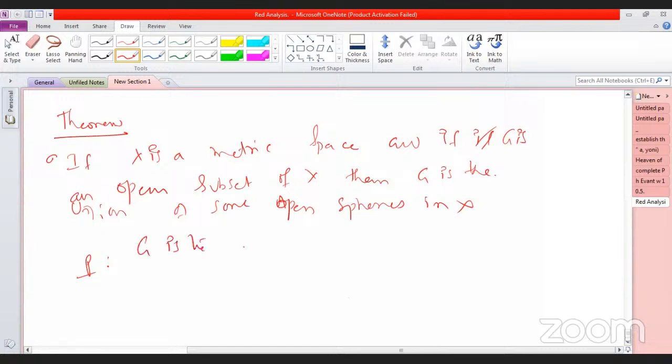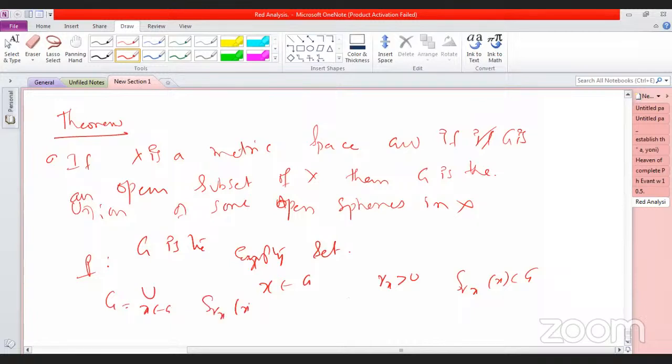Take G as the empty set. G is the empty set. It is the union of the empty class of open spheres, and the result is true. If it is a non-empty set, then x belongs to G, so there is a real number R_x greater than 0 such that S_Rx(x) is a subset of G. So therefore, G is equal to the union over x belonging to G of S_Rx(x). Here I will explain.